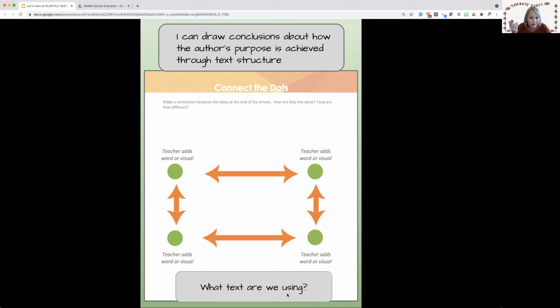Just FYI, the success criteria is kind of right there. How are these ideas the same? How are these ideas different? And then how do these ideas help achieve the author's purpose? So we're pulling out text structures, probably pulling out paragraphs, looking at different paragraphs and helping the students make a connection between the text structure used in the paragraph and the purpose the author had for the audience, what the author wanted the audience to get out of that.